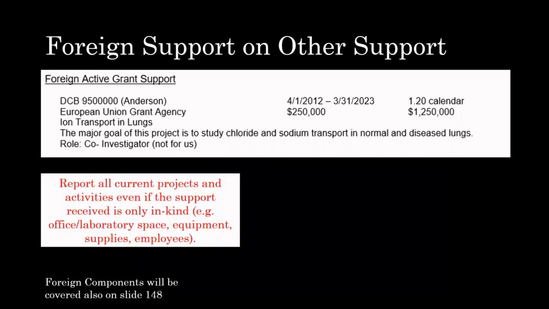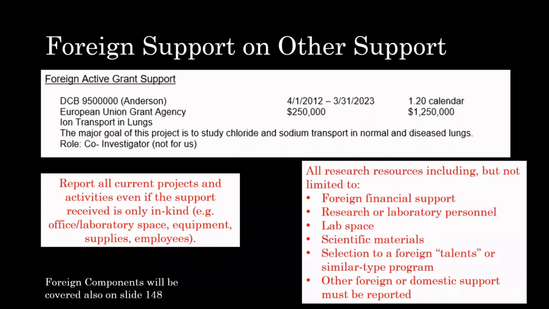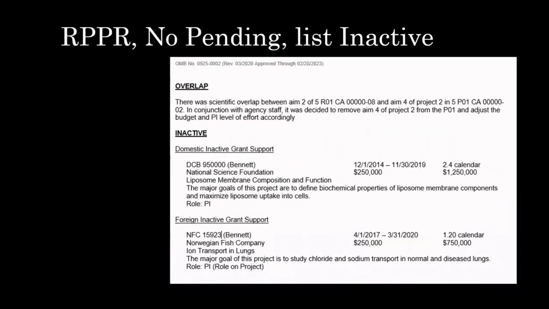Foreign support on other support. Again, you're going to break it out between domestic and foreign and report all current projects and activities, even if the support received is only in kind. Again, this will be covered further down the slides by Erica Wilson. And again, these are all the research resources that need to be included. And again, if the PI does not have any foreign support, you can simply just list none.